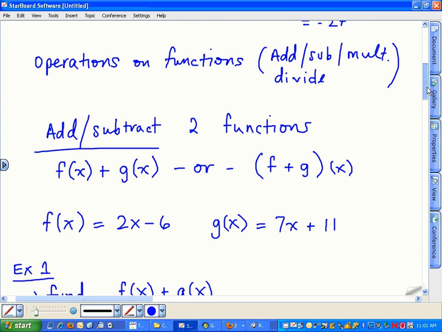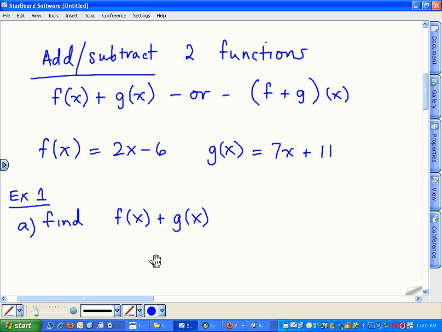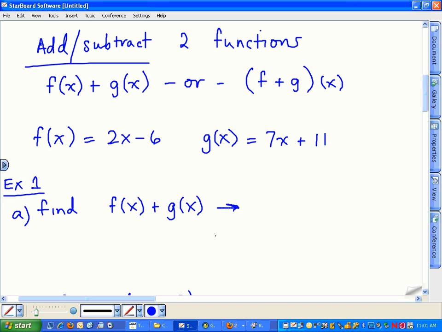Pretend that didn't happen. So, here's example one. Let's talk about how to find f plus g. And Nate, you just said it. How do you add two functions? Add like terms. Here's what you can do. Write f of x. And I'm writing this in parentheses for a very specific reason. I'll explain that in just a minute. But for the time being, let's write it in parentheses. 2x minus 6. And we're going to add that. What are we going to add that to? 7x plus 11. And again, these should be in parentheses.